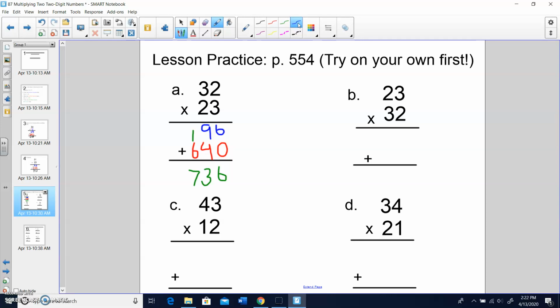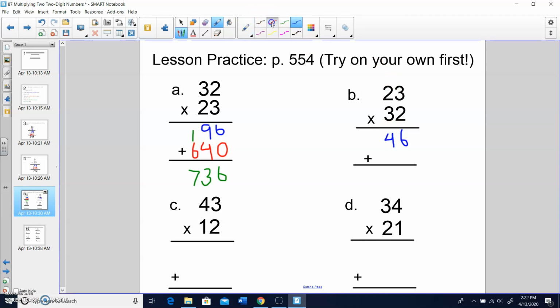Okay, now notice that when we go to do 23 times 32, it's the same numbers as A. The difference is that we flipped them. The top number is now the bottom number. So think about that as we think about what our answer will end up being, what we know about multiplication. So multiplying the ones place first, I'm taking 2 times 3 is 6, and then 2 times 2 is 4.